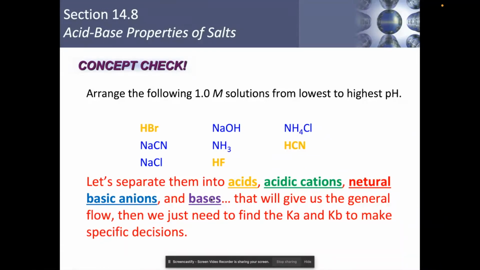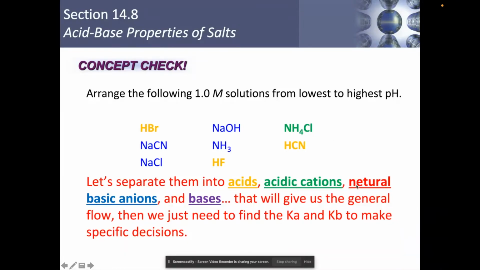So first things first, what are our acids? We have hydrobromic acid, hydrofluoric acid, and hydrogen cyanide. Those would be our acids. Where are our acidic cations? Well, I only see one. Do you see that one too? NH4Cl. So NH4 would be an acidic cation. Cl, or chloride, is just from, again, a reaction between hydrochloric acid and some other strong base, right? So that's where the Cl is.